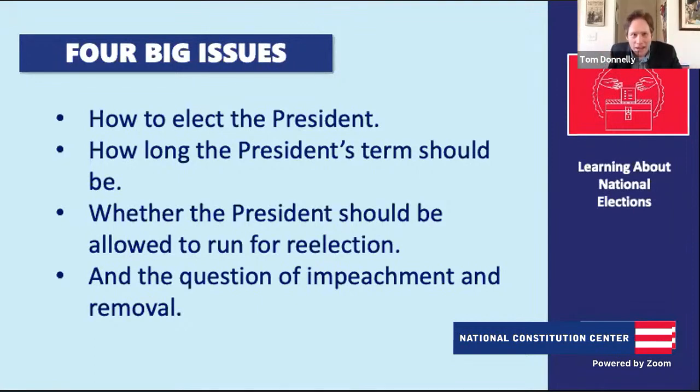They debate how to elect the president, how long the president should serve, whether the president should be able to run for re-election, then the question of impeachment and removal if the president abuses his power. And so, again, the delegates go back and forth. And so the creation of the presidency is a great challenge for them. And they really, really struggled with determining how to elect a president.